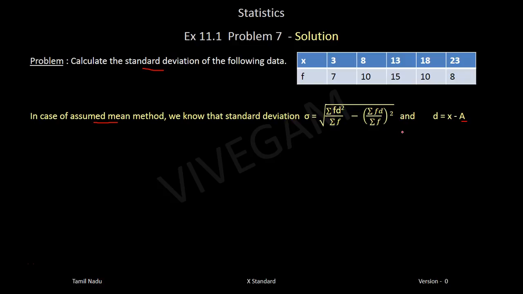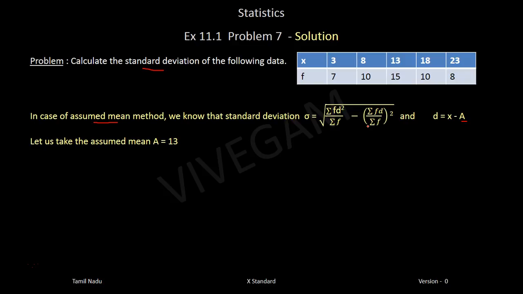So how will we do it? We'll have to create a table with the x values and f values. Then we'll have to calculate d for every value of x. Then we'll have to find fd and fd square, sum them up, and substitute those values in this formula. So let's create the table.